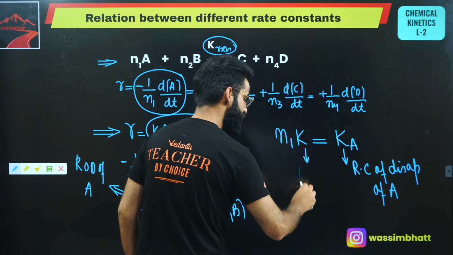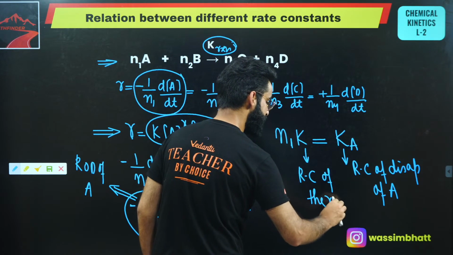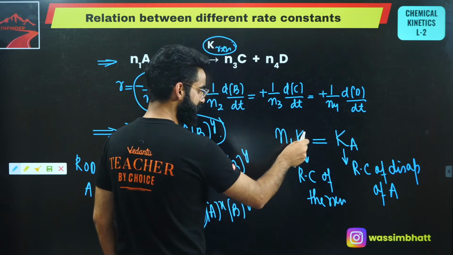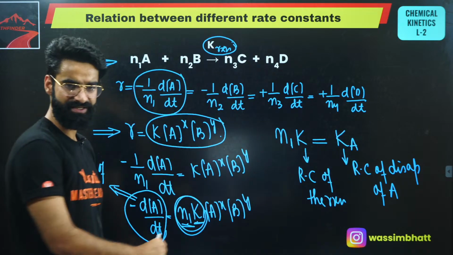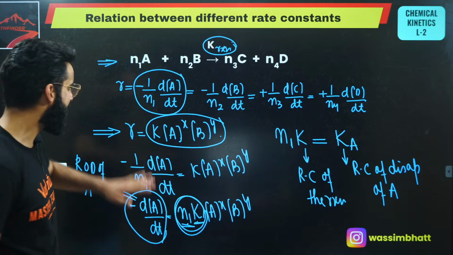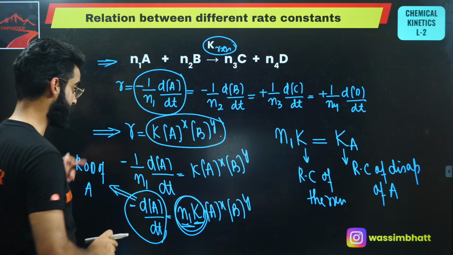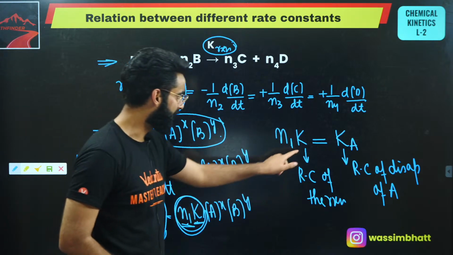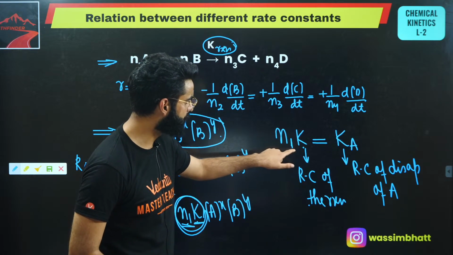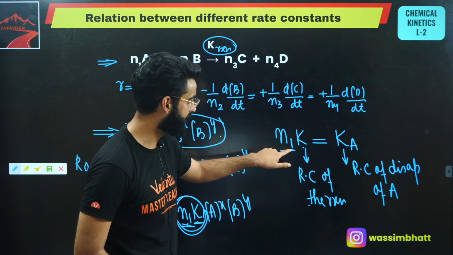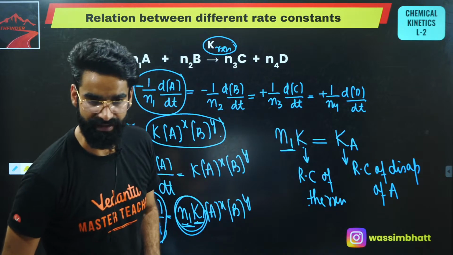And this K is what we call the rate constant of the reaction. This is the overall rate constant of the reaction, right? This K is the rate constant of disappearance of A. Okay, I got one important result from here. I got to know that the rate constant of the reaction multiplied by the stoichiometric coefficient of any of the reactants always gives me the rate constant of disappearance of the reactant.